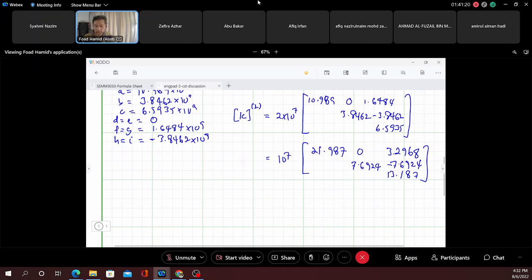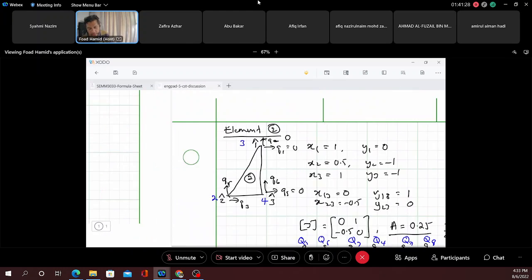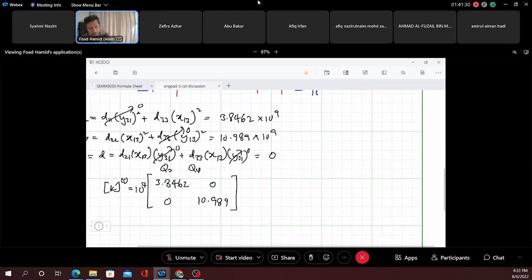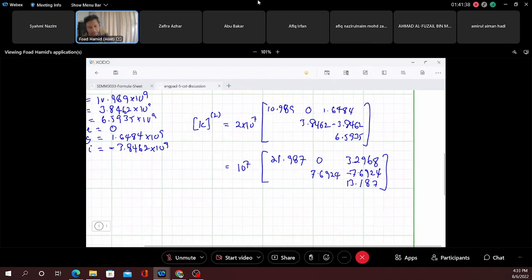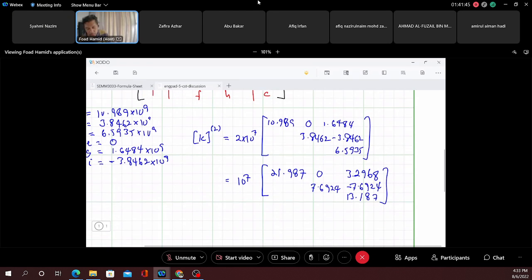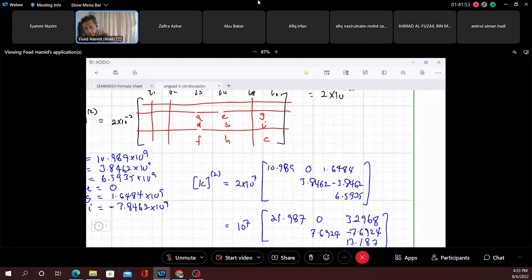This is a symmetric matrix. So now we already have our element 1, which is this one, Q3, Q4. Okay, Q3, Q4. And now we have this for our second element. So I'm going to keep track of the global DOF, global DOF.